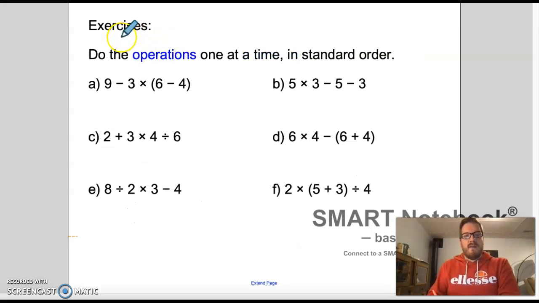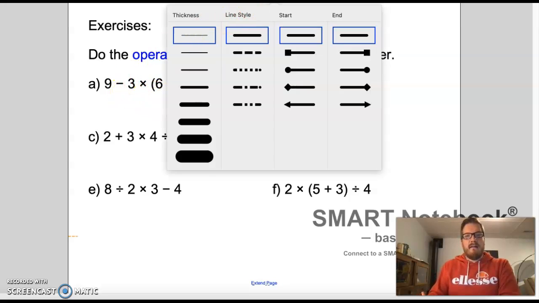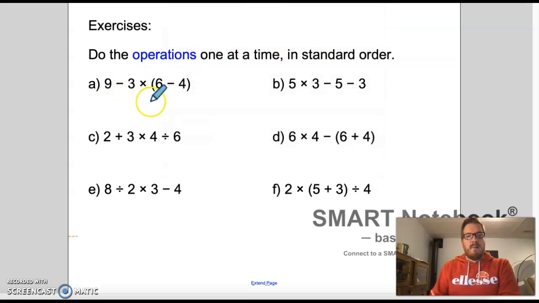All right, so this one is a bit trickier because it's got a few more things going on in it. And so what that means is we're going to end up with a couple of lines of calculation. And so we do this stuff first. It's in the brackets. So I'm going to say, well, that's 9 minus 3 times, and then 6 minus 4 is 2. Now that's my new rewritten question.